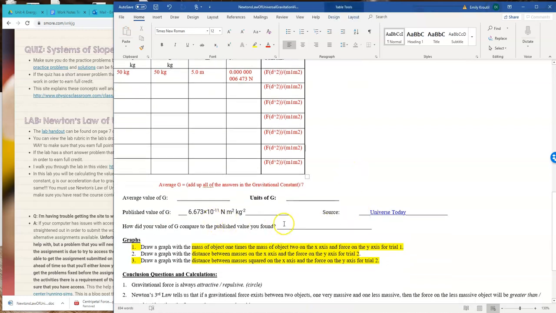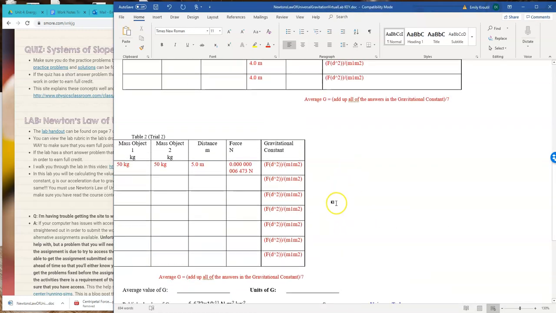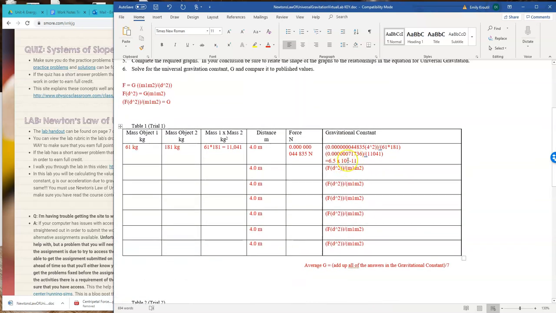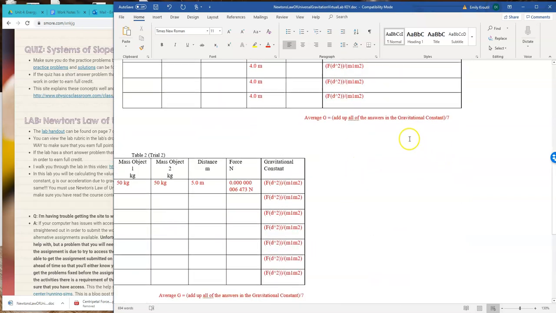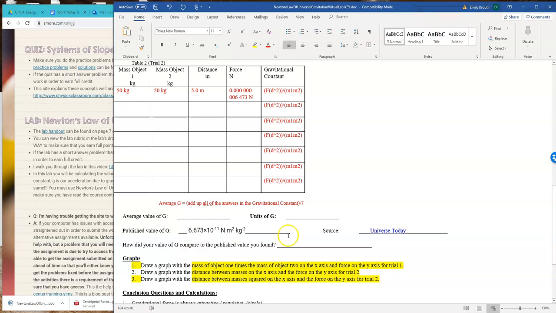And then how did yours compare to the one we found? Now, I haven't gotten the average yet, but we did get this one, and it was pretty close, right? Ours was 6.5 times 10 to the negative 11, and the published one was 6.6. So I would say that ours was pretty close.